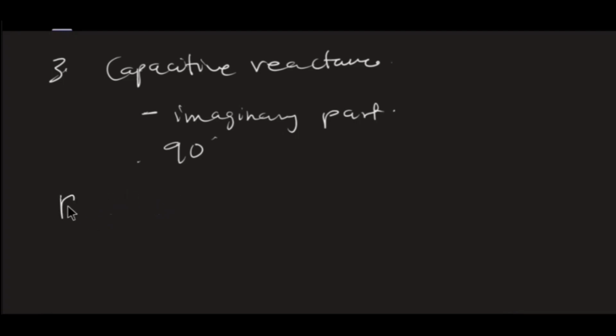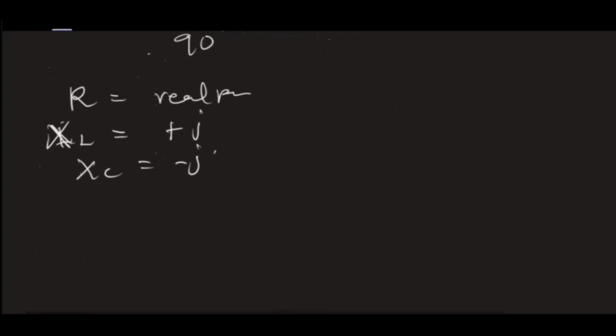So you know that our resistor is taking real parts, our inductive reactance, let's call it XL, is taking what? Positive j. Then our XC is taking negative j. Now let's take an example and see how we can use it to solve.